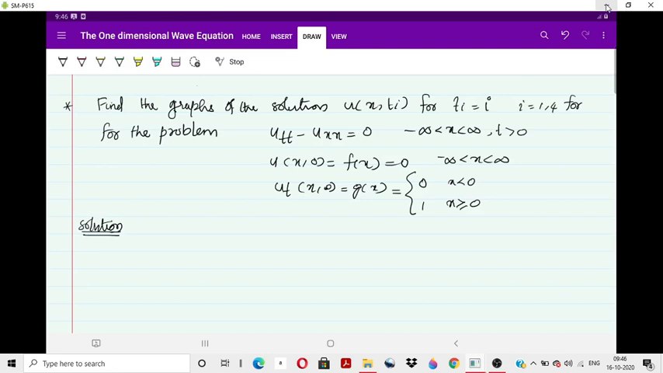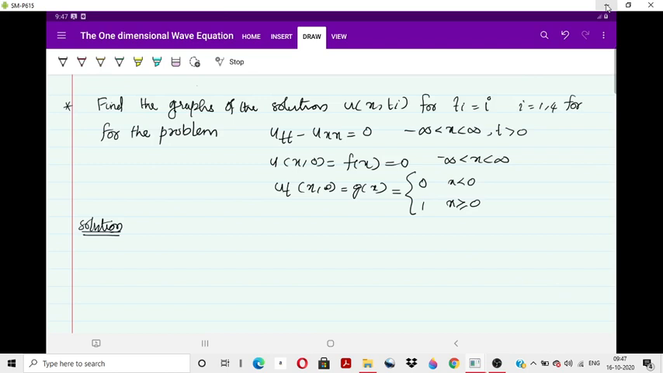for i equal to 1, 4, for the problem u_tt minus u_xx equal to 0, where minus infinity is less than x less than infinity and t greater than 0, with the initial conditions u(x, 0) equal to f(x), which is identically equal to 0, and u_t(x, 0), that is g(x), is equal to 0 if x is less than 0 and equal to 1 if x is greater than or equal to 0. So we need to find the solution.